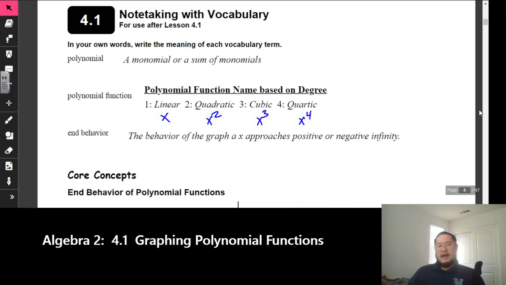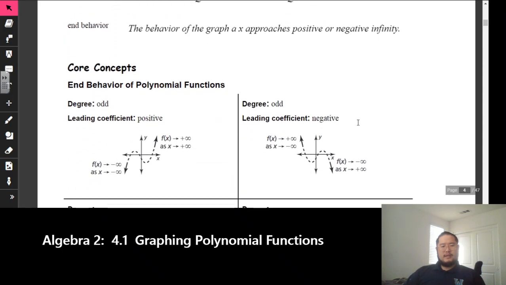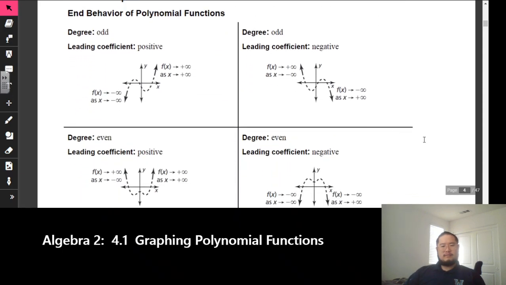So the highest power in an equation determines what the degree of the polynomial is. So if x squared is the highest, then it's a quadratic. If you see that x to the fourth is the highest power, then it's a quartic. All right. Let's go to the next term. We have end behavior. And that is the behavior of the graph as x approaches positive or negative infinity. What I care about here is whether the graph at the end or in the beginning is going up, or is it going down? So let's take a look down right here at the end behavior of polynomial functions.